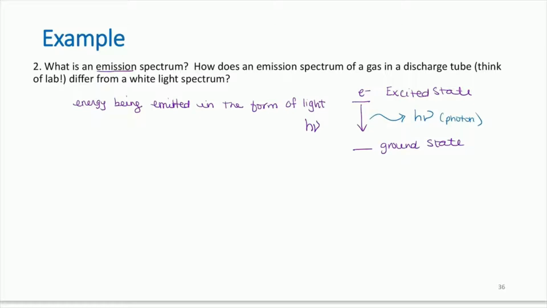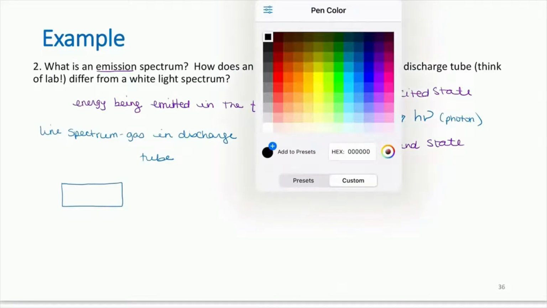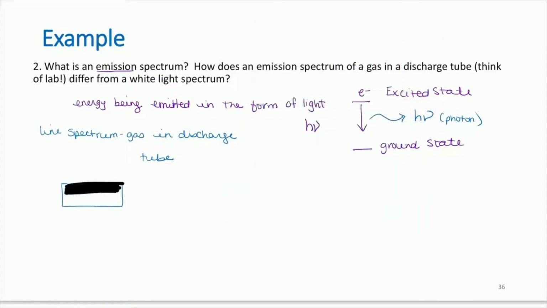So, line spectrum is what we see from a gas discharge tube. When we see this, you're going to have some kind of spectrum, and it will all be black, but you're going to have very specific lines. So you have a purple line, maybe a blue line, maybe a red line. It's very discrete lines.